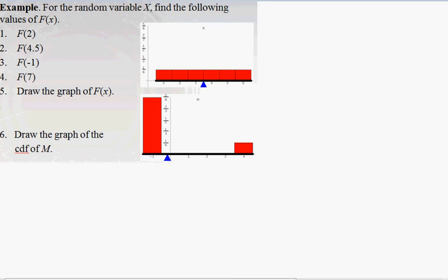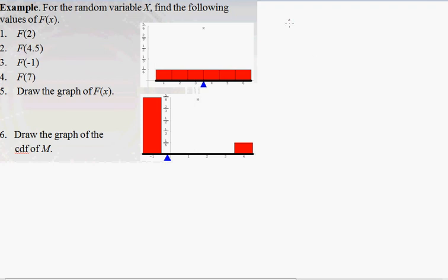Let's take a look at this problem concerning the graph of a cumulative distribution function. The top picture here shows the probability density histogram of the random variable x. We will look at the random variable m later on. Let's figure out the value of F of 2.